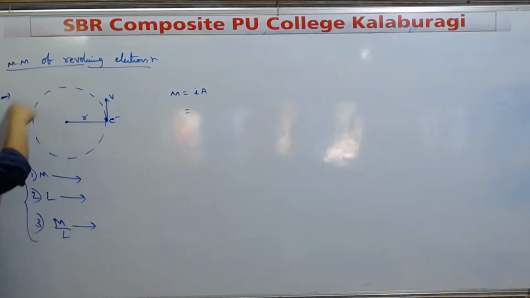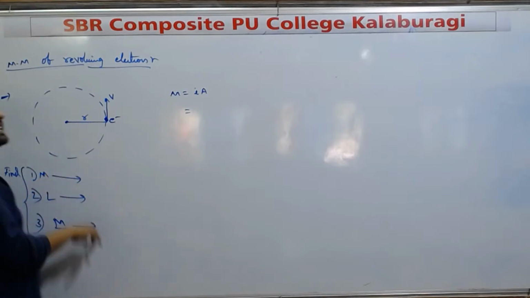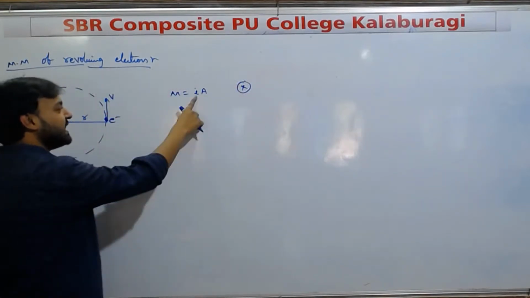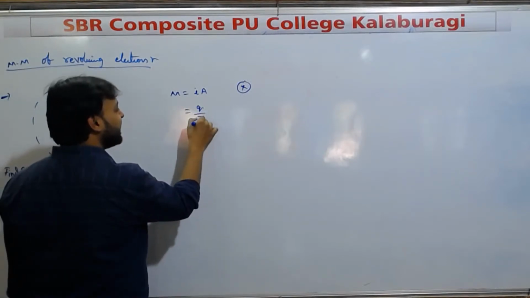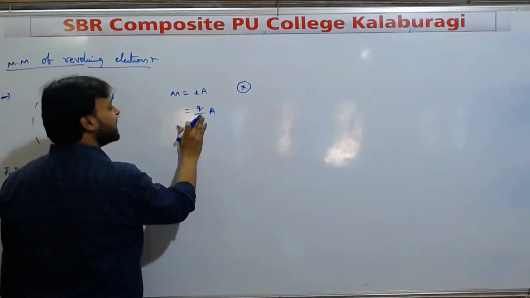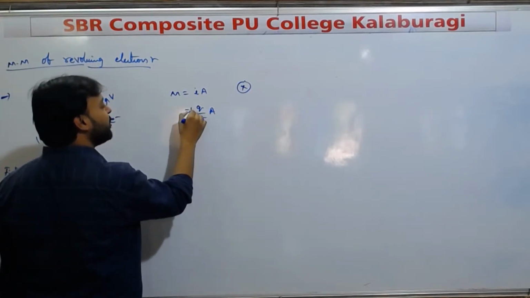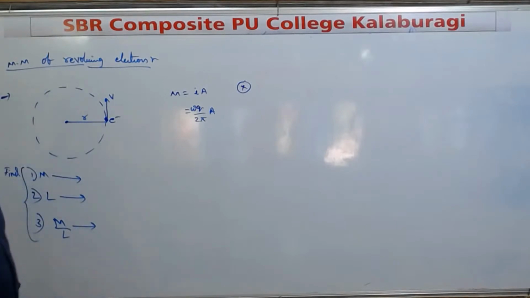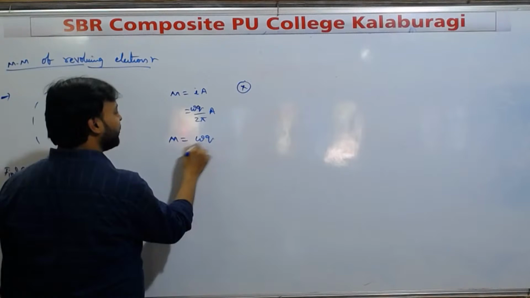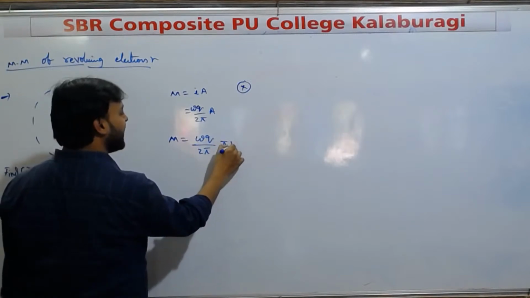The electron is revolving in this direction. Current will be opposite to the direction, yes or no? So current is always opposite to the direction of the motion of the electron. So the magnetic moment direction is inward. So what is I? Q by T into A, yes or no? What is the time period of one revolution? It is 2 pi by omega, you can write. So the magnetic moment is omega q by 2 pi into pi r square.